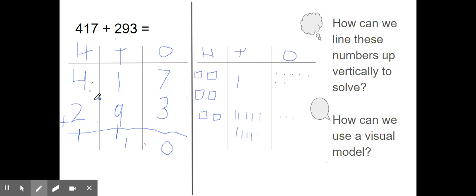Now let's add my hundreds. 4 plus 2 is 6, plus 1 is 7. I got the answer 710. Let's see if I get the same answer in my place value chart.